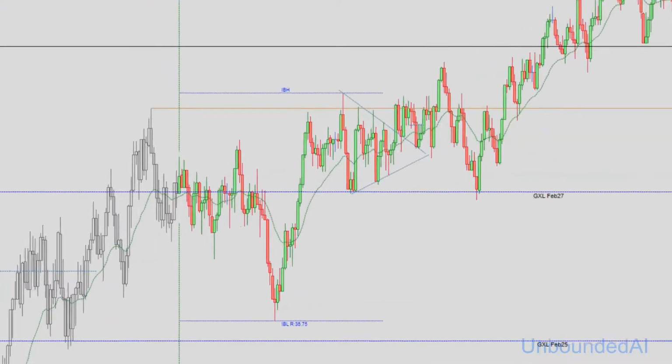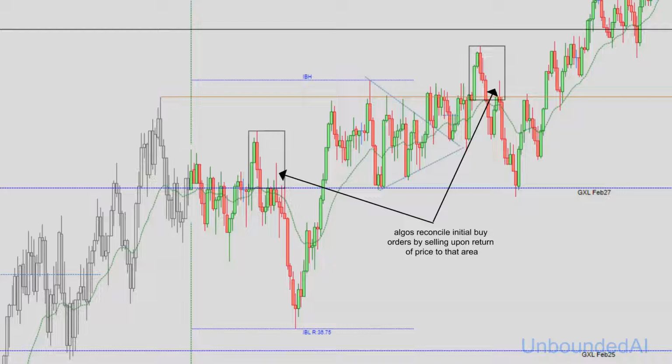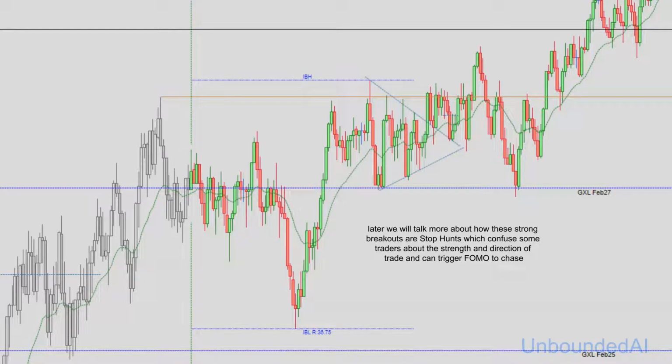I would also invite you to consider the following hypothesis. The various algos used by the different institutions buy so they can sell, and sell so they can buy at certain areas as price progresses up or down, leaving them with the need to reconcile position when price returns to each area. So if an algo bought, say, 10,000 contracts to sell 50,000 contracts higher, dropping price for a swing down, then when price returns back up to the origin of the buying, the algo will sell 10,000 contracts to close out those initial longs.